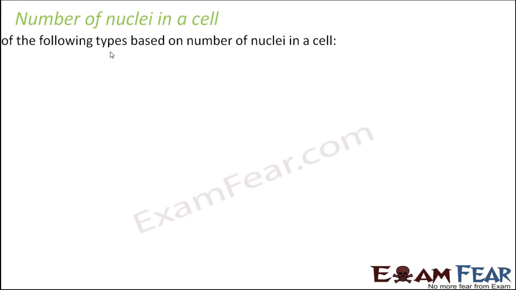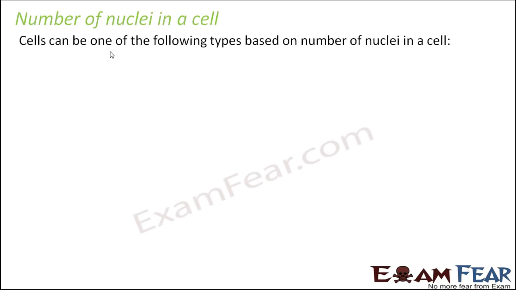So now let us talk about the number of nuclei in a cell. Now I spoke a lot about the nucleus. Now, how do we know how many nuclei should be present in a cell? Is it necessary that one cell has to have only one nucleus, or can one cell have more than one nuclei? Now, the number of nuclei in a cell actually varies. And depending on that, cells can be divided into 3 types. So, cells can be one of the following types based on the number of nuclei in the cell.